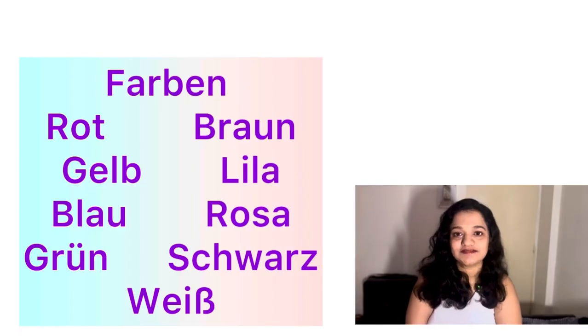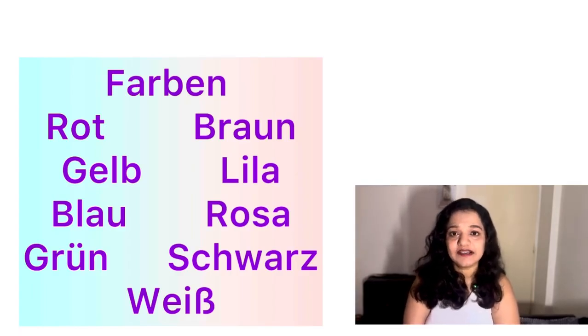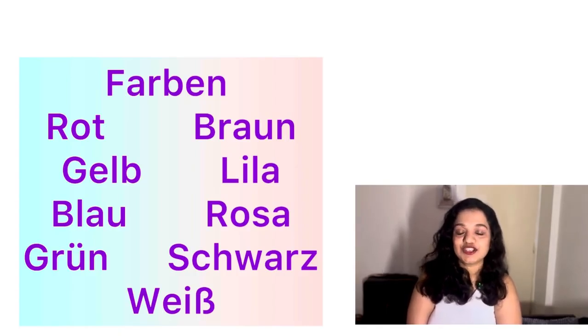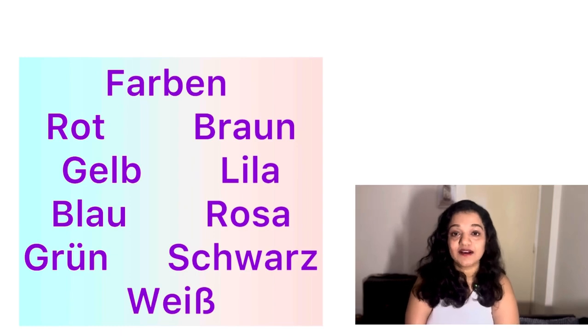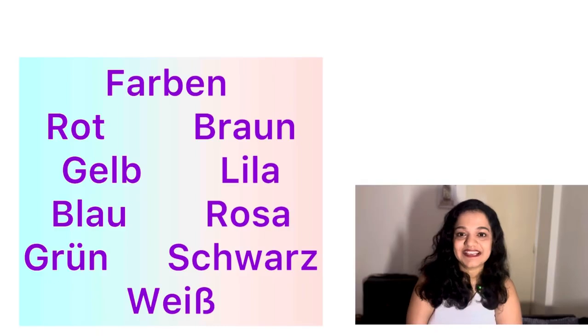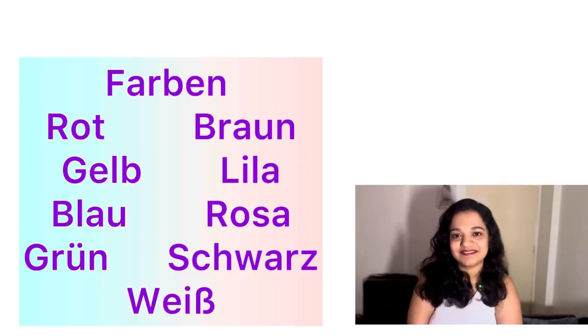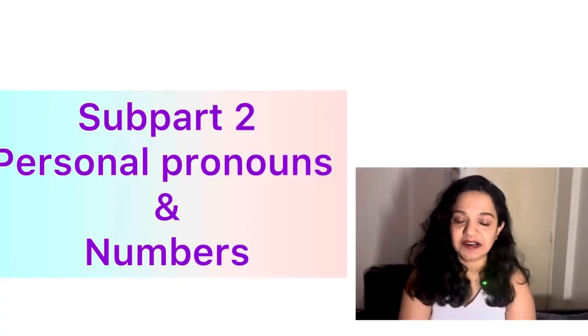Now we are going to learn the colors. Farben means colors. Rot is red. Gelb is yellow. Blau is blue. Grün is green. Schwarz is black. Weiß is white. Rosa is pink. Lila is purple. Braun is brown.